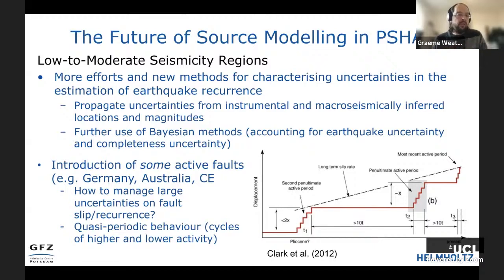But in regions of low seismicity or low deformation, there are a lot of open questions. How do we manage the large uncertainties on the fault slip or recurrence? What do we do with the evidence of, say, quasi-periodic behavior, so cycles of higher or lower activity, and how do we bring these into PSHA? These are ongoing questions that have begun to be addressed in some models.